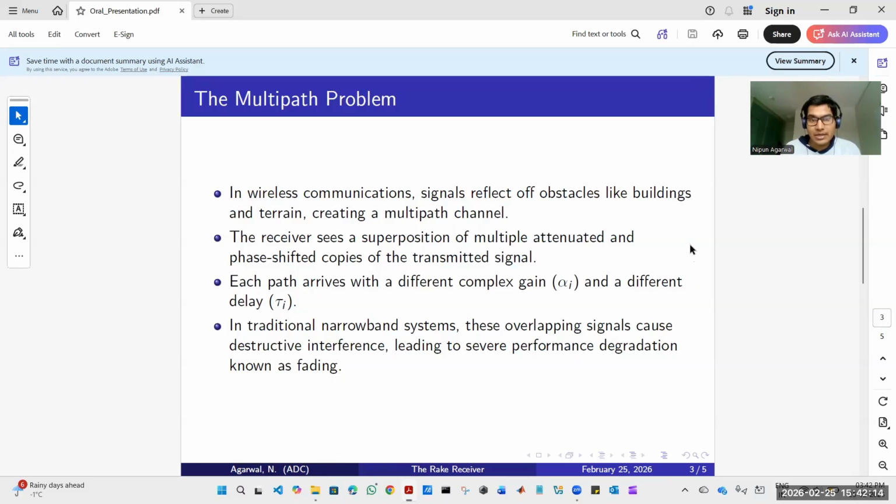So in a traditional wireless communication system, signals transmitted from a transmitter reflect off multiple objects like buildings and terrains and create a multipath channel. The receiver sees a superposition of multiple attenuated and phase shifted copies of the transmitted signal, each of them arriving with a different complex gain and with a different delay. In a traditional narrowband system, these overlapping signals cause destructive interference at the receiver, which leads to severe performance degradation and is known as fading.